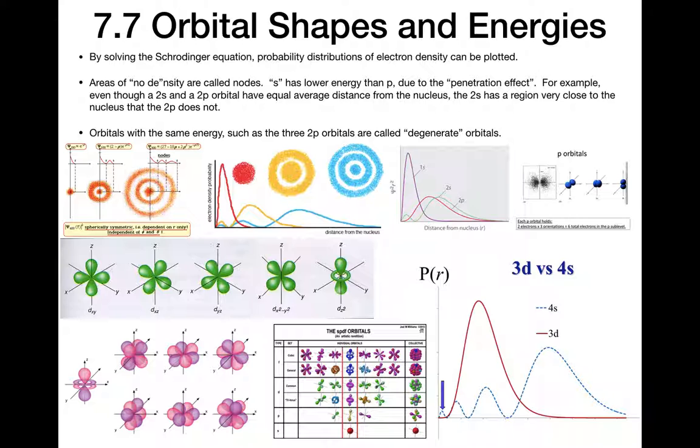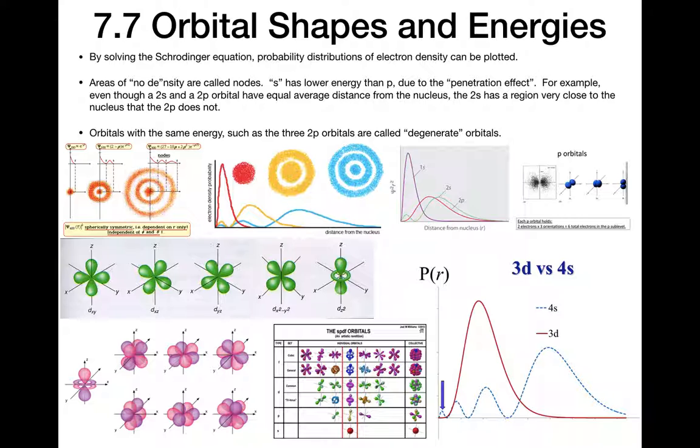When you plot these, you do find that certain orbitals have areas where the density goes to 0. Those are called nodes. So one way of looking at that is no density, node. So that's an area of no density. The 1s orbital does not have a node. But if you're looking in the upper left of the pictures, the 2s orbital does have a node.